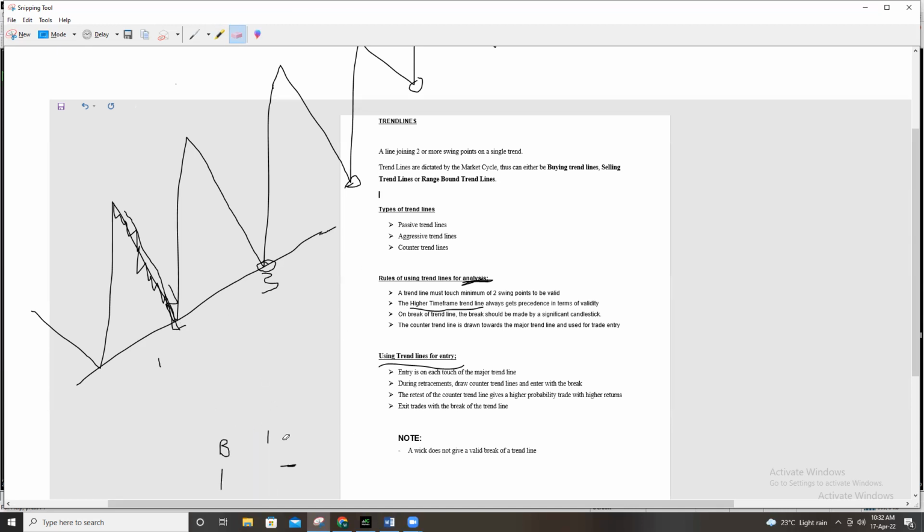The last one is on exit trades with the break of the trend. If there's a break of the trend line, now exit your trade. For example, if you're on this buy and you find that it has broken at this point here, there's no point of holding any buys. So what do you do? This is a break with a significant candlestick. You wait for the retest, which is very important. And after you've waited for the retest, now start selling.